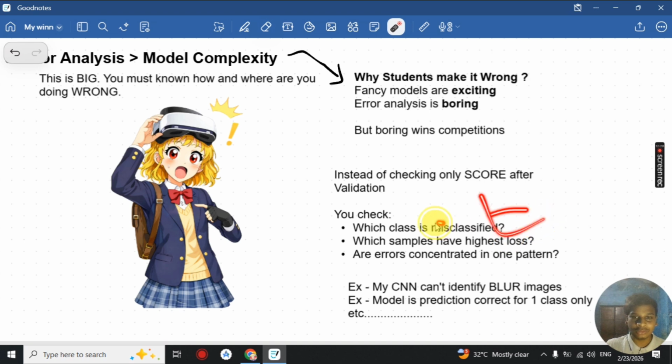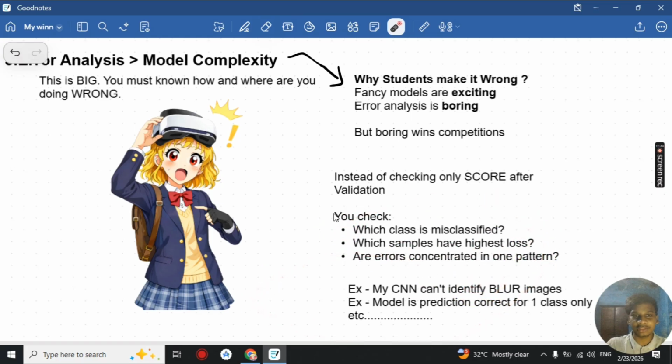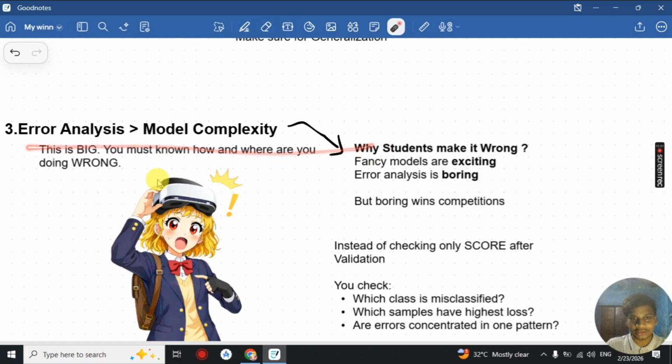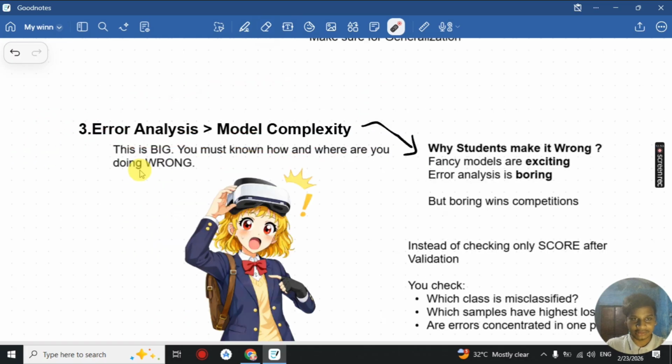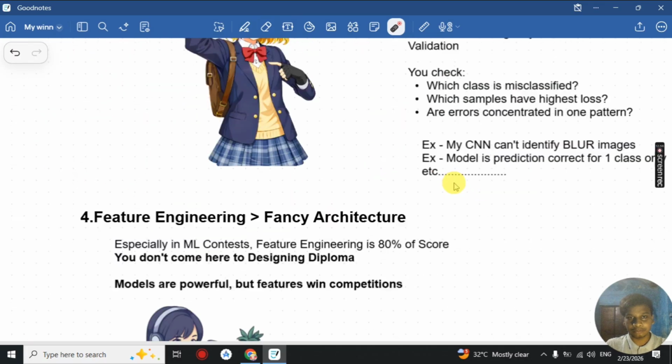And by understanding that prediction, you can actually analyze the error and solve it. For example, my CNN can't identify blurry images, or my model is correctly predicting for one class only. So that is why you need to find that. Error analysis always carries more weight than your model complexity.